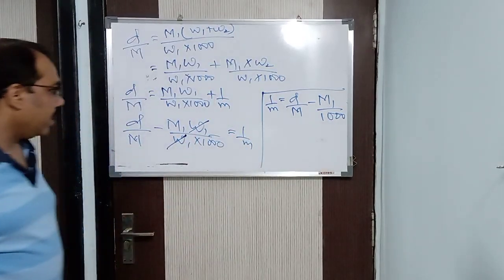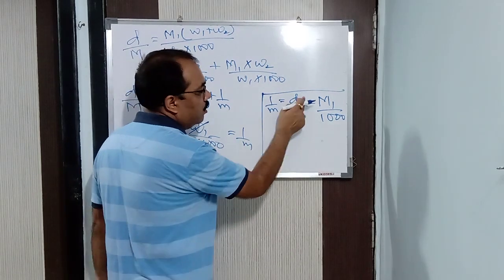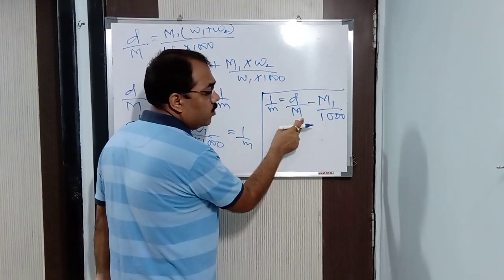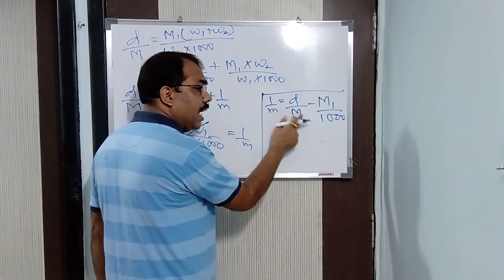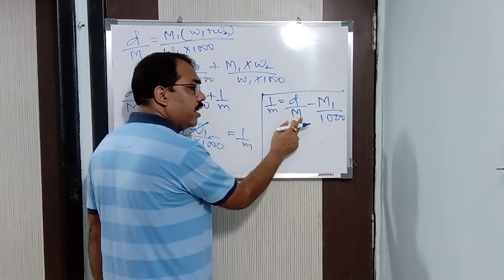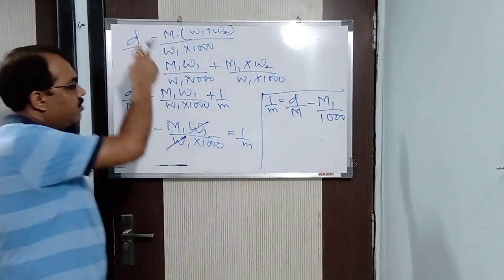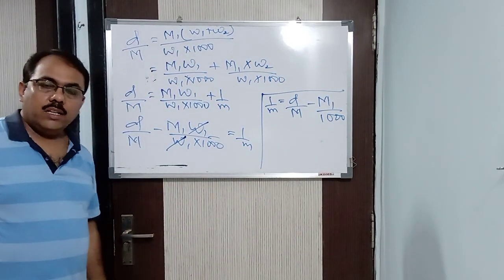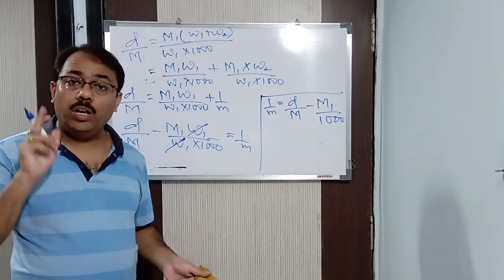W1 and W1 get cancelled. So this is the relationship: 1 by m, where small m stands for molality, is equal to d by capital M, which stands for molarity, minus M1 by 1000. This is the relationship between molality and molarity. When molality is given, molarity can be asked, or when molarity is given, molality can be asked. In this way we can derive it. Many more relationships are there that you will derive.